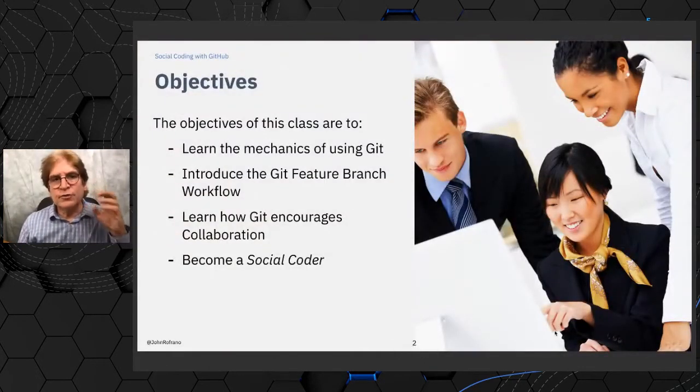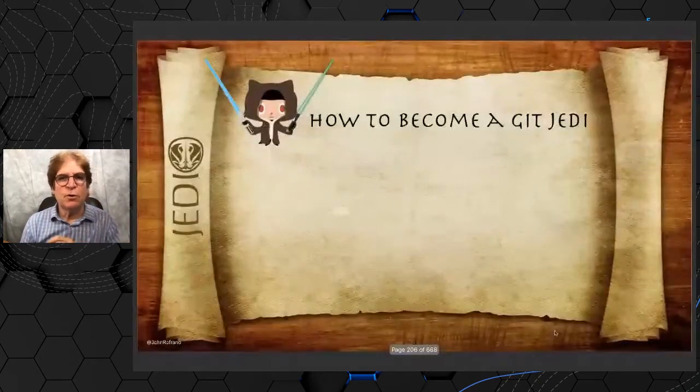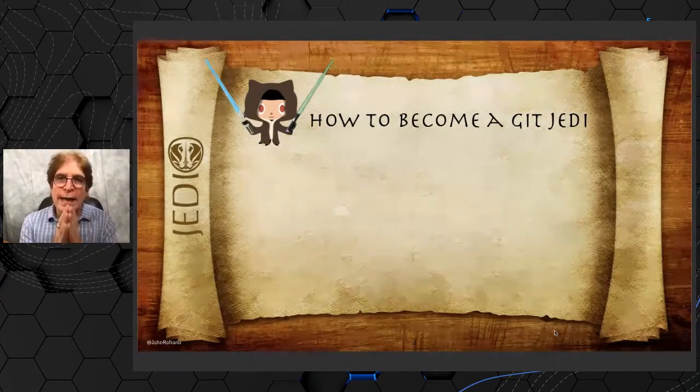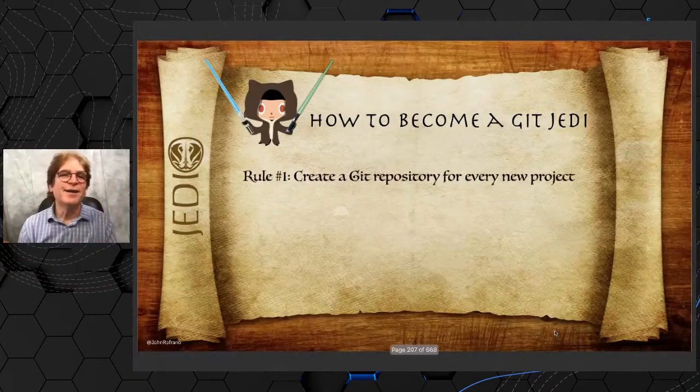So this is really learning the mechanics of the Git feature branch workflow, which a lot of open source projects use. So what makes a senior developer senior is not that they know the syntax of a given language, but they have experience working on large complex projects and users' business goals, and they understand how to work as a large team. So these are my rules for becoming a Git Jedi.